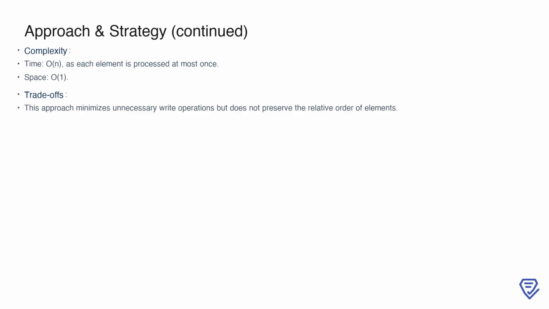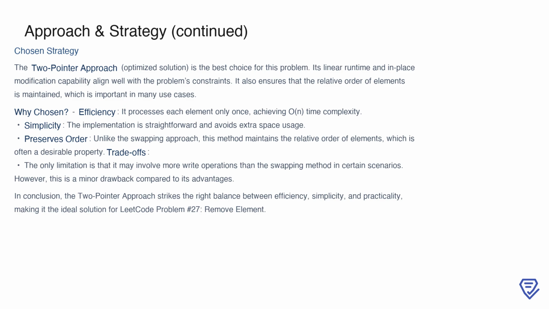While this method is efficient, with a time complexity of O(n) and a space complexity of O(1), it does not maintain the relative order of the elements, which may be a critical requirement in some scenarios. Given the requirements of the problem, the two-pointer approach stands out as the most suitable solution. It balances efficiency, simplicity, and practicality, making it the optimal choice for removing elements in place.